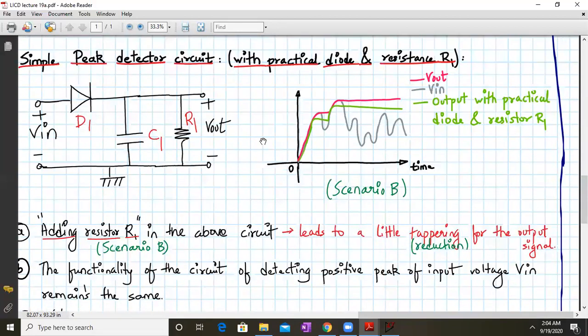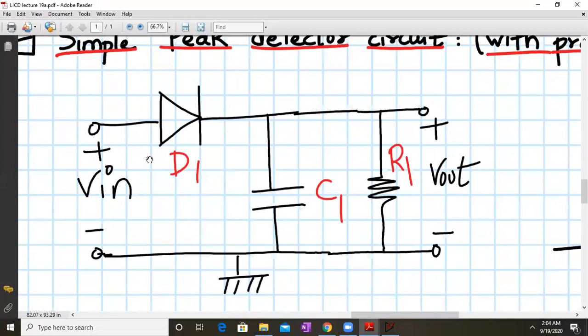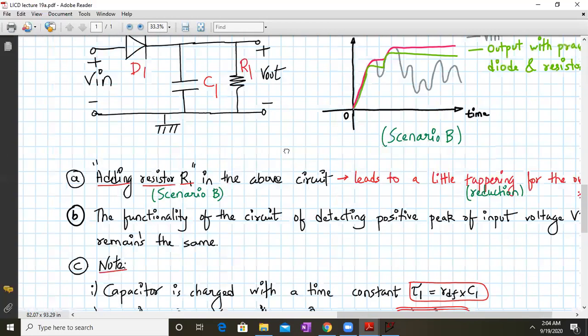If you ever wondered why this output is instantaneously reacting to the input changes: when the capacitor is charging, the charging time constant is extremely small. Why so? Because the charging time constant is given by C1 into the on-state resistance of this diode, and we know that the on-state resistance of the diode is extremely small. That means it is getting multiplied with C1. That is what we have written over here.